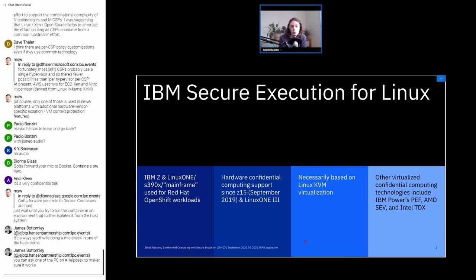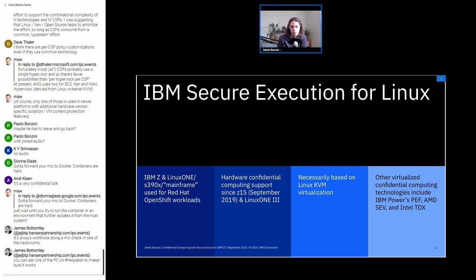IBM Z LinuxONE, or I might just say IBM Z through this talk, you may traditionally know as the mainframe, the s390x architecture, and it is, among other things, used for Linux and Red Hat OpenShift workloads. And IBM Secure Execution for Linux is the hardware confidential computing backend that was introduced with the latest model, z15, in 2019. It is always based on virtualization with Linux and KVM, like SEV and TDX, and also Protected Execution Facility on Power. It is always on virtualization level, so no application level.